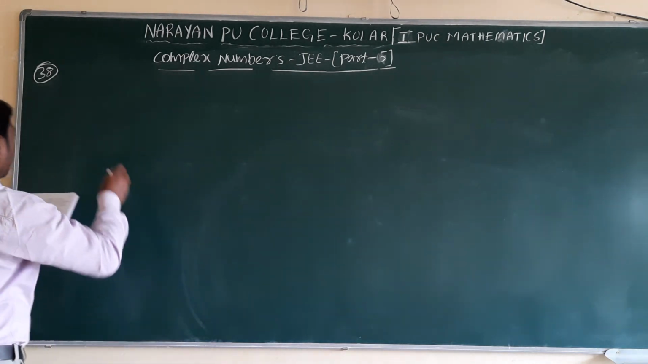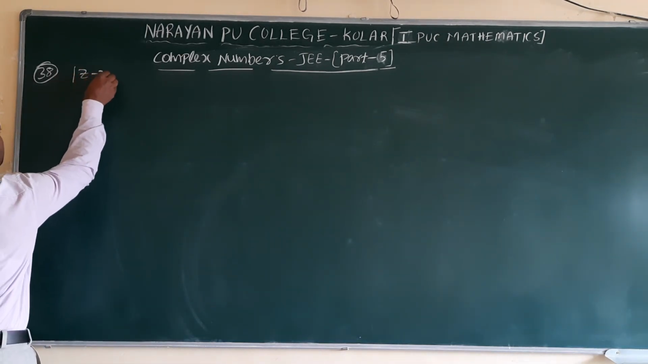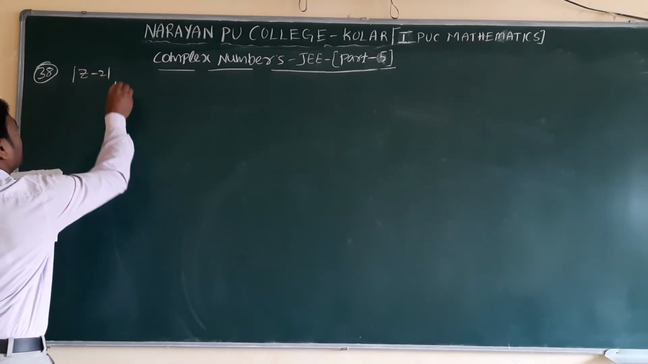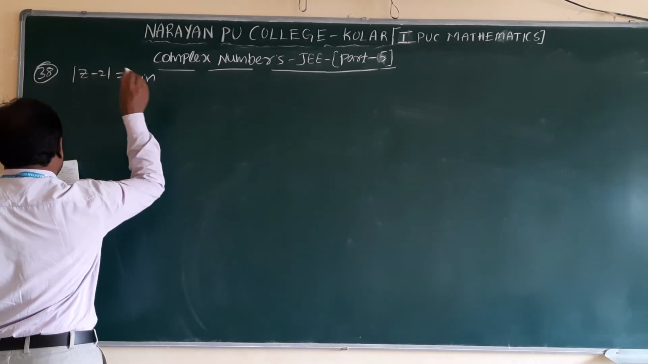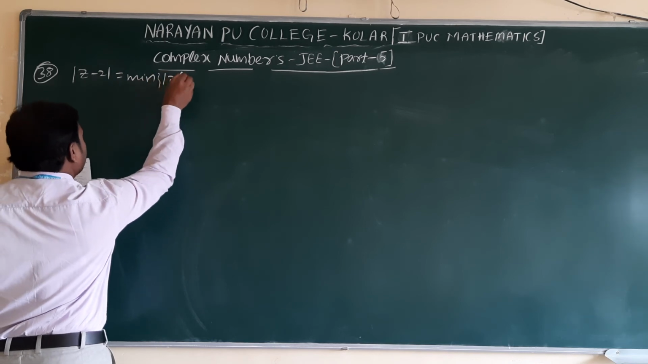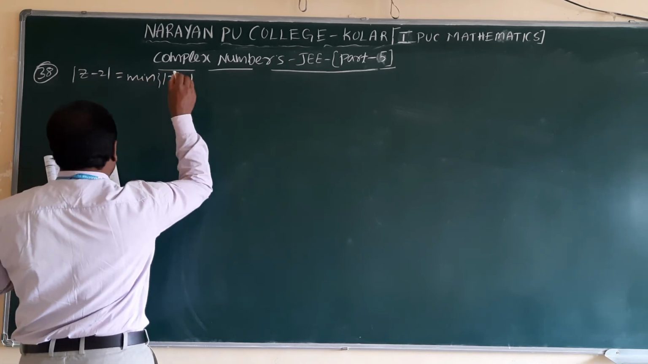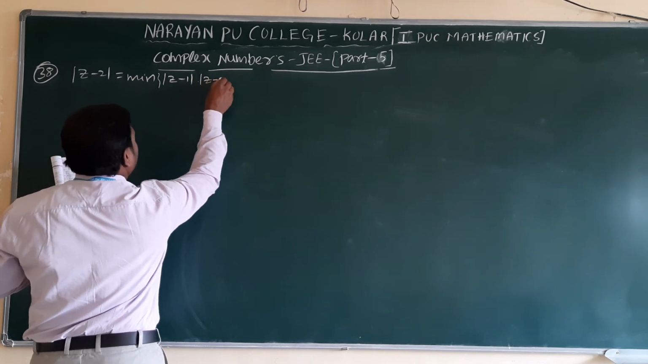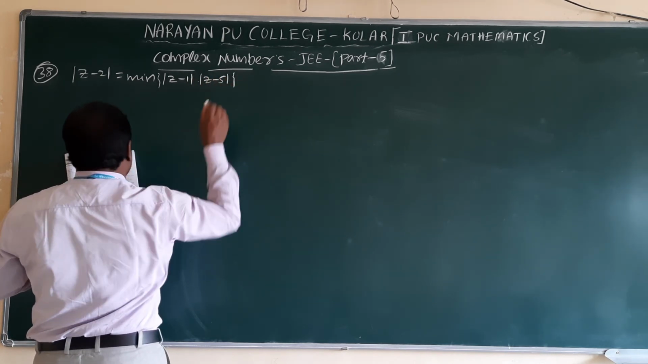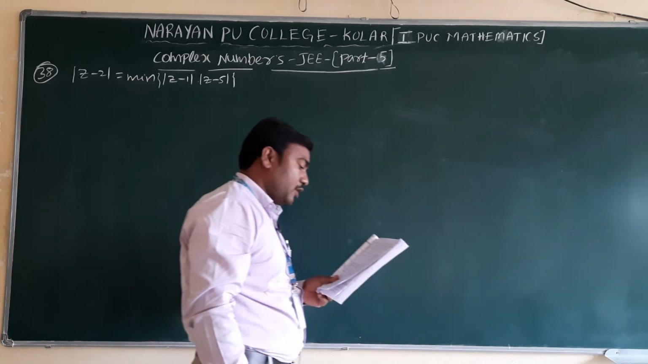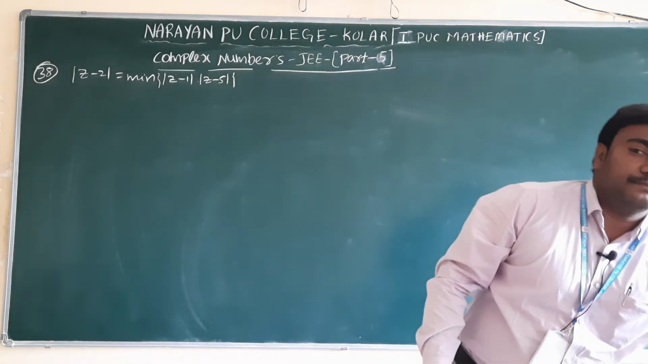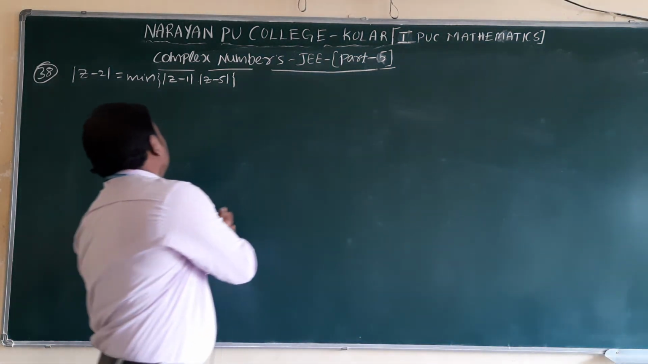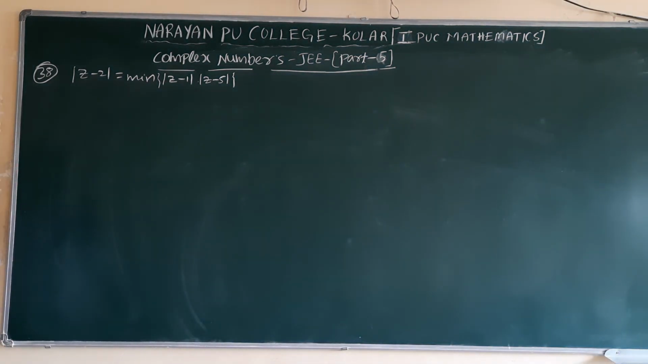If modulus of z minus 2 is equal to minimum of modulus of z minus 1 and modulus of z minus 5, where z is a complex number, then here, modulus of z minus 2 is equal to minimum of modulus of z minus 1 and z minus 5. It is a minimum of. Now we have taken here the solution.